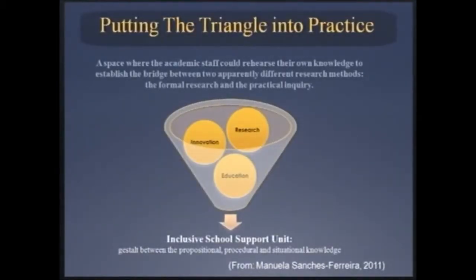So, based on this framework, a positive interaction between the trilogy of research, innovation, and education implies that academic staff and trainers conceive the training programs as an appropriate space to create bridges between research knowledge and practical inquiry, that is, the situational needs and challenges that professionals face in their daily practices. Establishing a constant connection between propositional, procedural, and situational knowledge is the structural principle of our education model for inclusion.